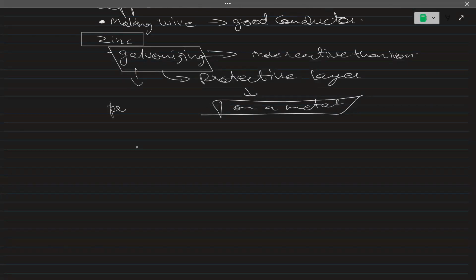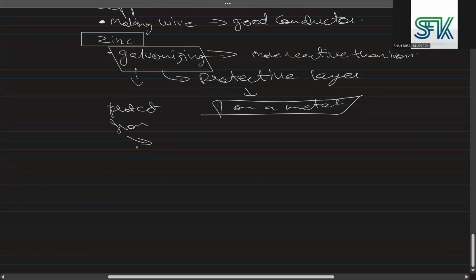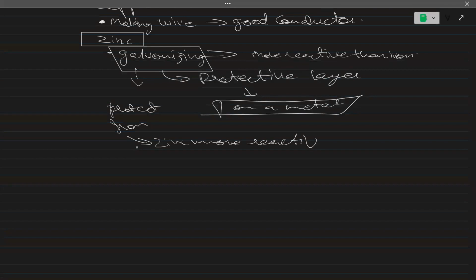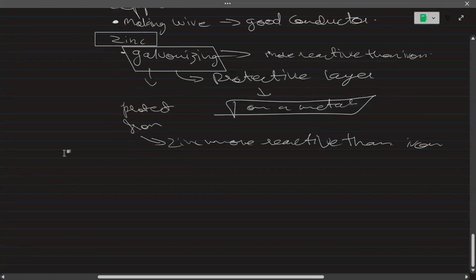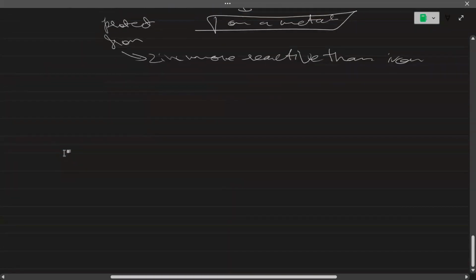Why do we use it on iron? Because zinc is more reactive than iron. Okay, so galvanizing is done. Now let me give you a question: why is aluminium unreactive towards water or steam?